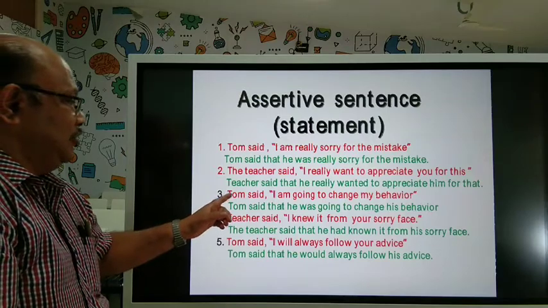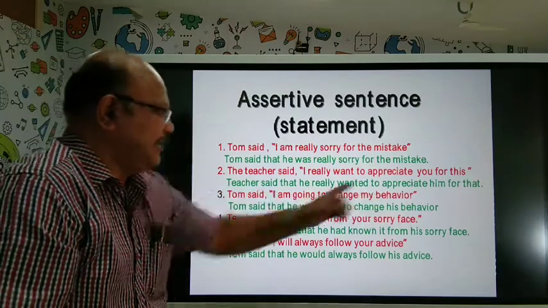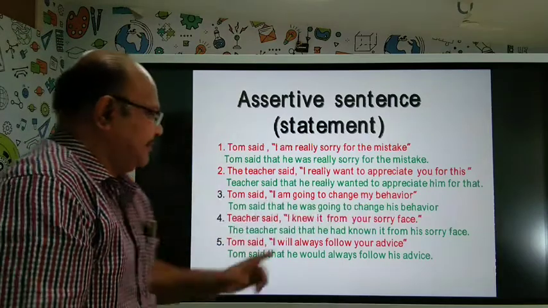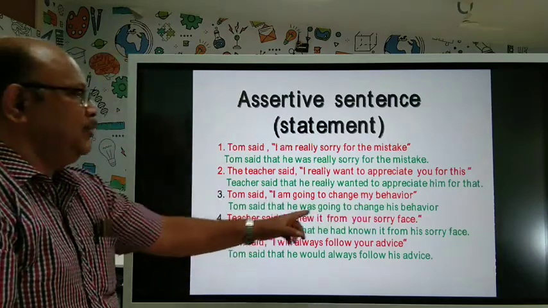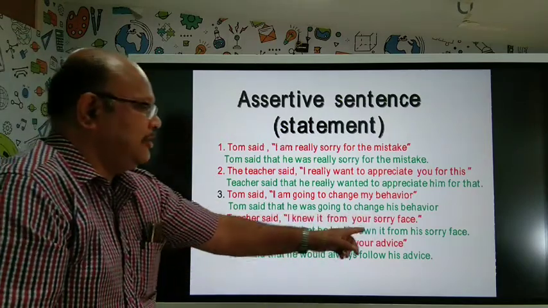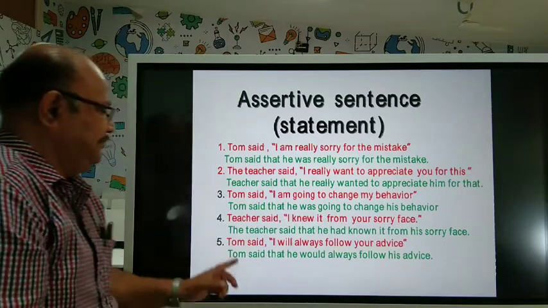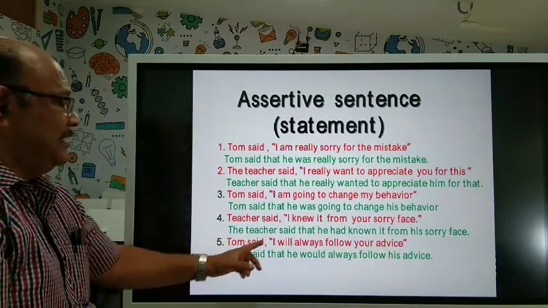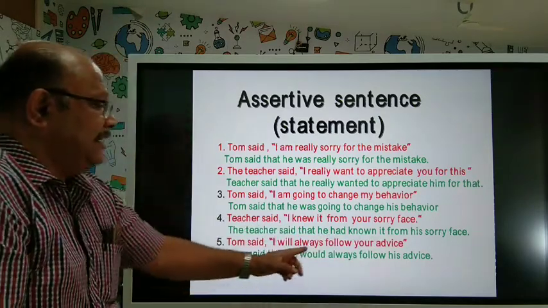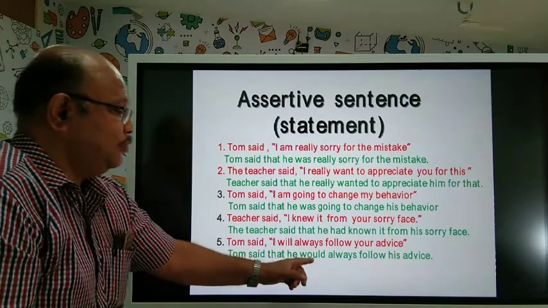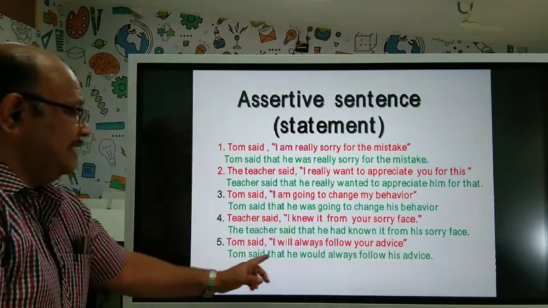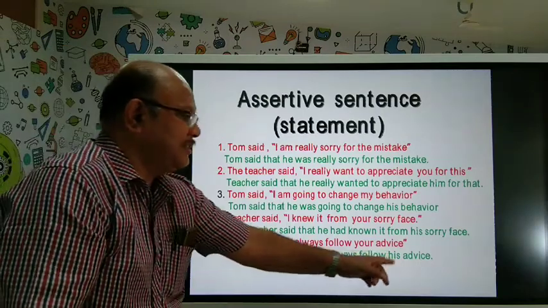Again Tom said, "I'm going to change my behavior." Tom said that he was going to change his behavior. Teacher said, "I knew it from your sorry face." The teacher said that he had known it from his sorry face. Last example. Tom said, "I will always follow your advice." Tom said that he would always follow his advice; "will" changes to "would."